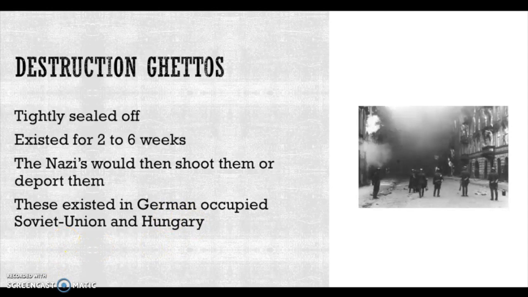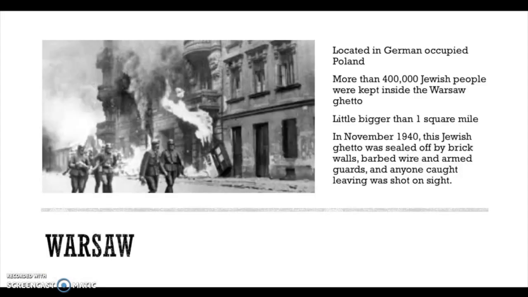The most famous Jewish ghetto that most people know about is the Warsaw Ghetto, and that was located in German-occupied Poland. This one was huge. It had more than 40,000 Jewish people who were kept inside, and it was only bigger than 1 square mile, so it wasn't very big, and there were tons of people living on top of each other. And in November 1940, it was sealed off by brick walls, barbed wire, and armed guards, and anyone caught leaving would just be shot right then and there.